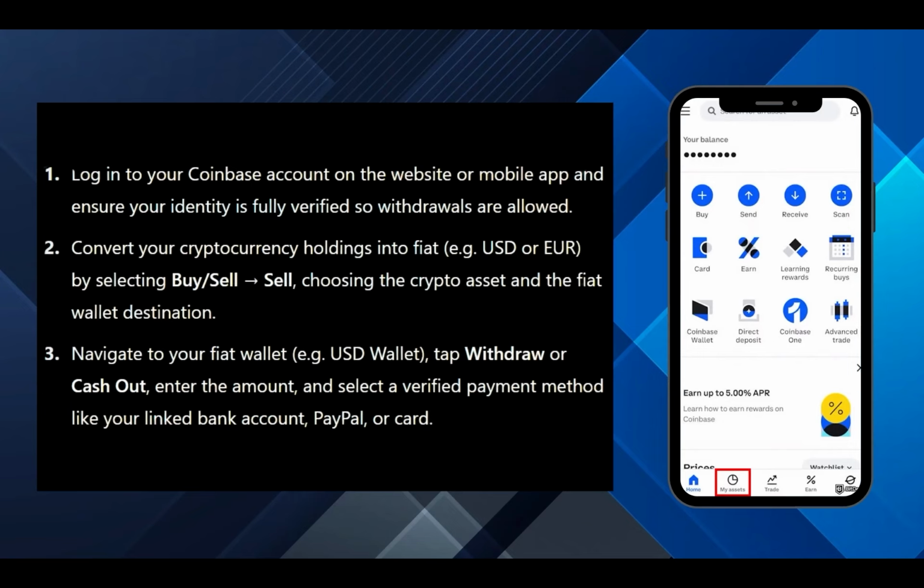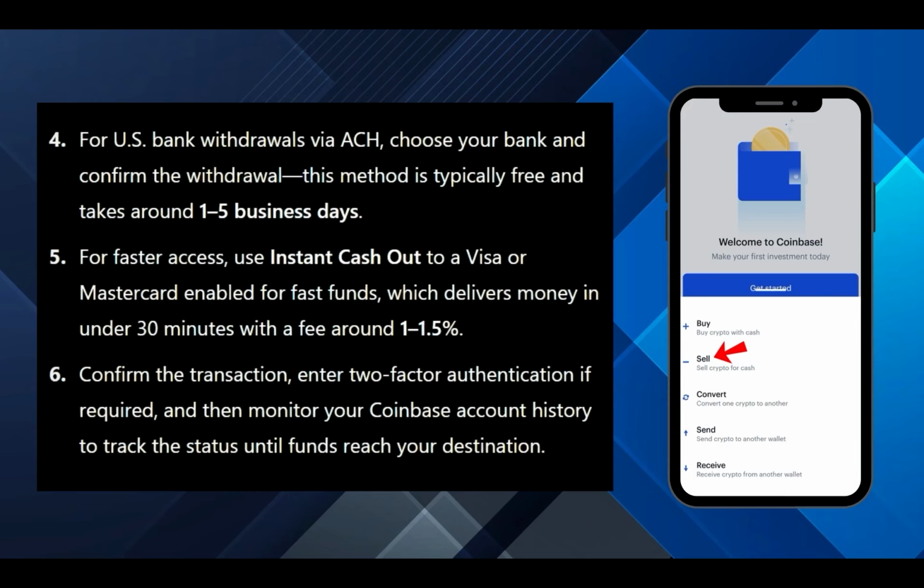Next, go to your fiat wallet such as US dollar wallet, tap withdraw or cash out, enter the amount, and select a verified payment method like your linked bank account, PayPal, or card. For United States bank withdrawals using ACH, choose your bank and confirm the withdrawal. This method is usually free and takes around 1 to 5 business days.